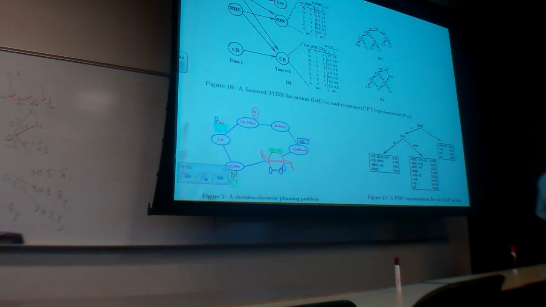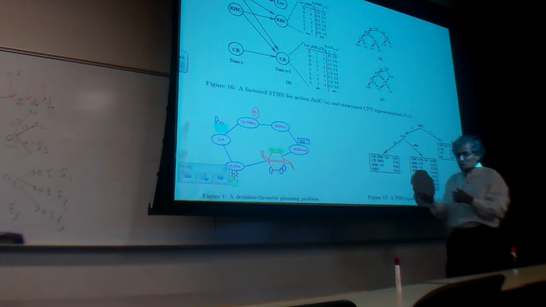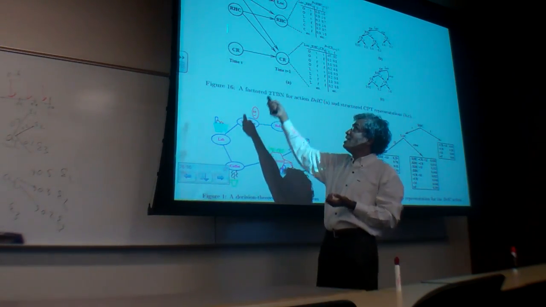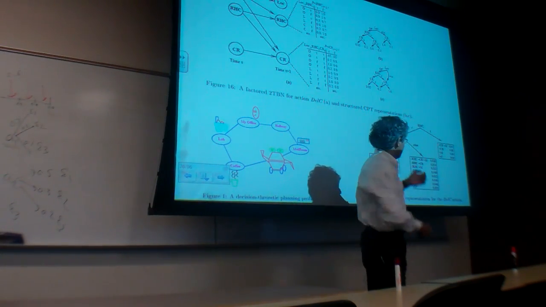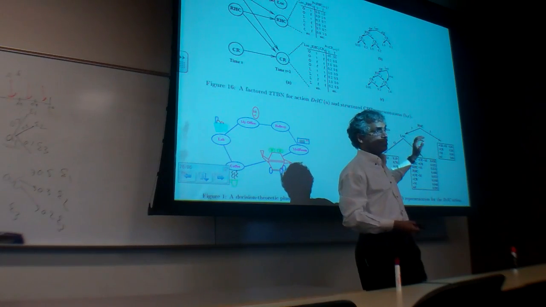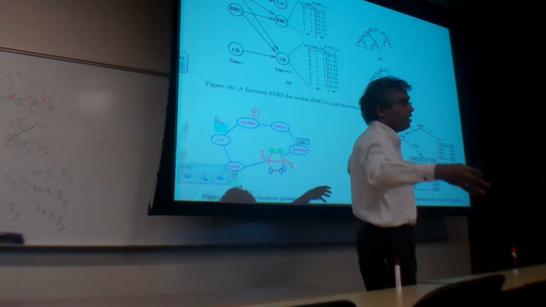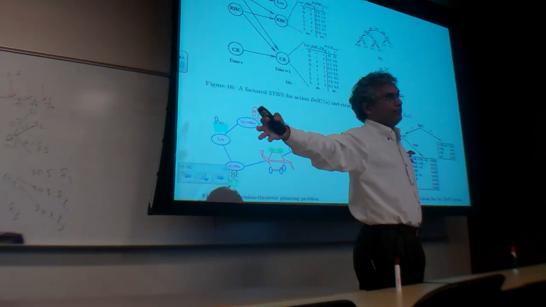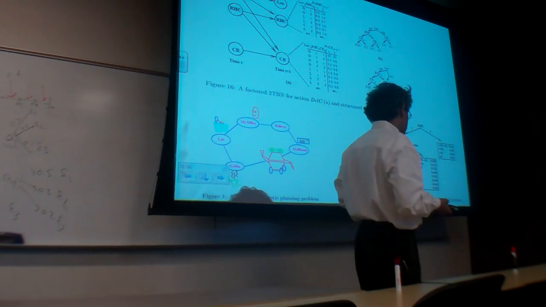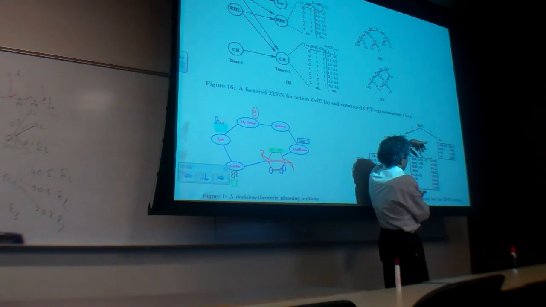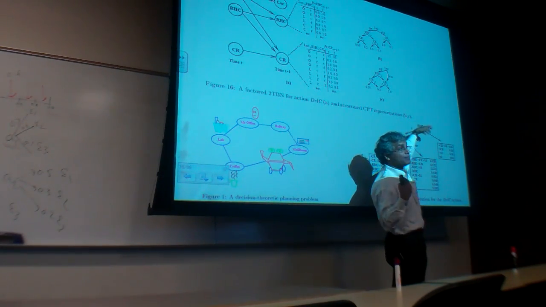It turns out that they are equivalent. You can convert this into this and this into that. However, they have some advantages in some cases. If there are many, many variables which wind up affecting many, many variables on this side, then the PPDDL representation, the probabilistic STRIPS representation, will blow up. It will become much larger. But if you have this representation, then even sampling becomes extremely easy.